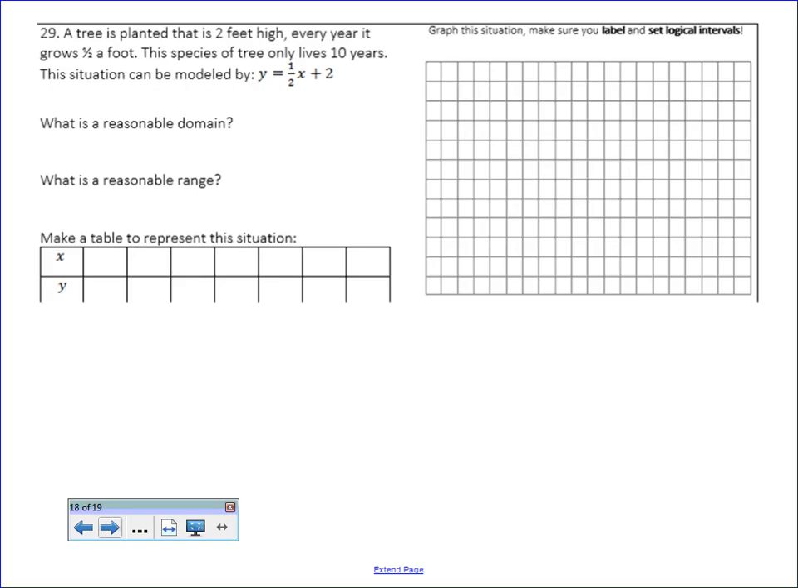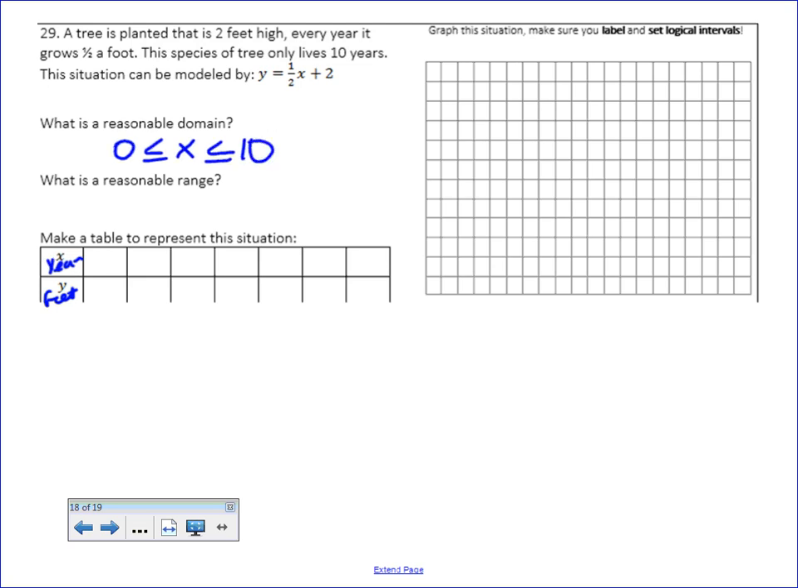Last problem. A tree is planted that is 2.5 feet high, and every year it grows half a foot. The species of tree only lives for 10 years. The situation can be modeled by y equals 1/2 x plus 2. So what is a reasonable domain? So once again, x is years, y is feet. So the tree only lives for 10 years, so the domain should be between 0 and 10.